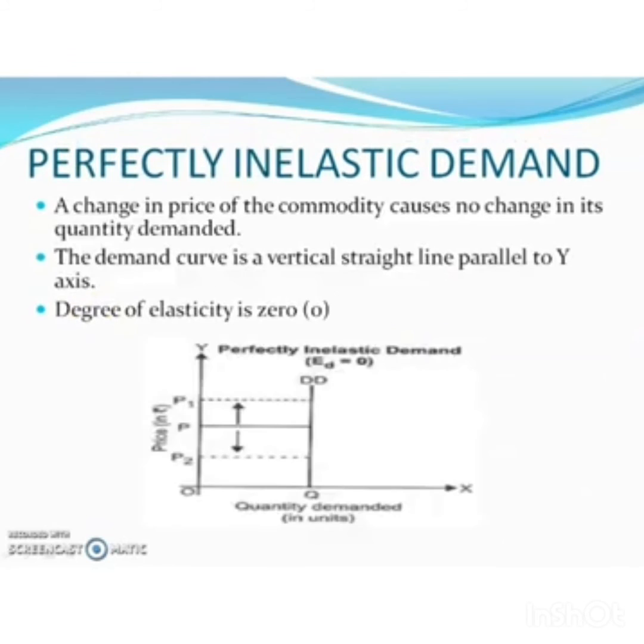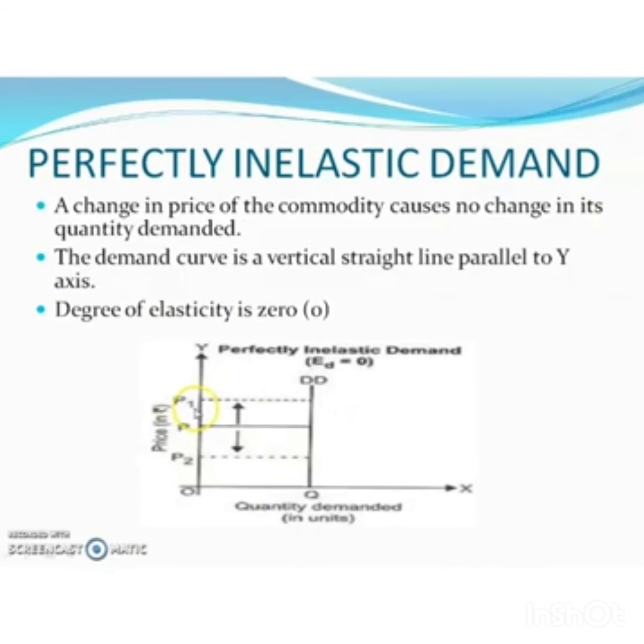Then next is perfectly inelastic demand. It's just the opposite of perfectly elastic demand. Here, a change in price of a commodity causes no change in its quantity demanded. So here the demand curve is a vertical straight line parallel to the y-axis. From the curve we can understand the perfectly inelastic demand curve.